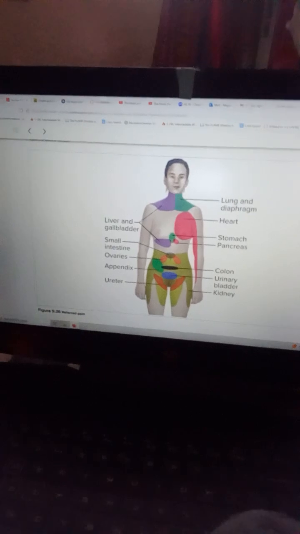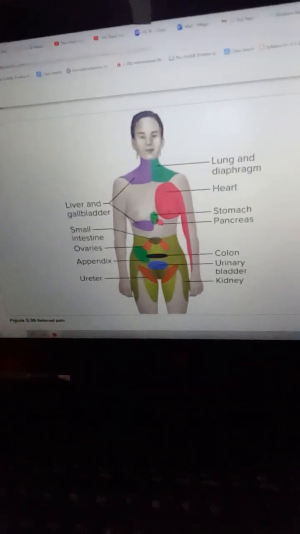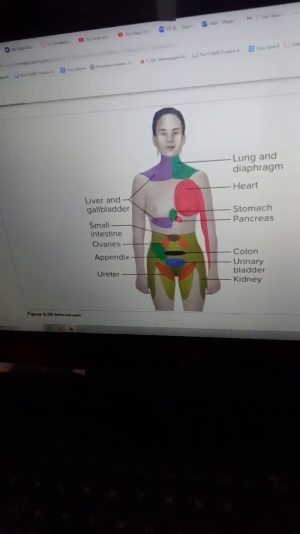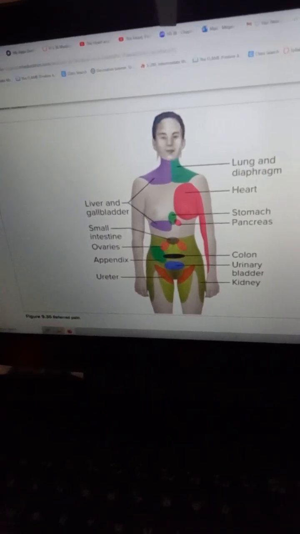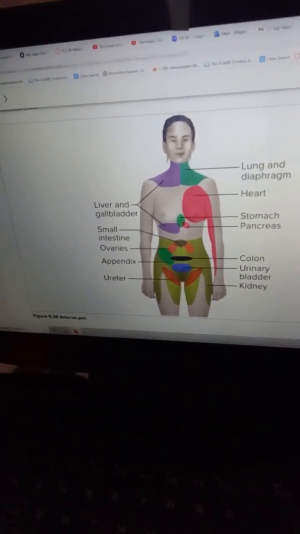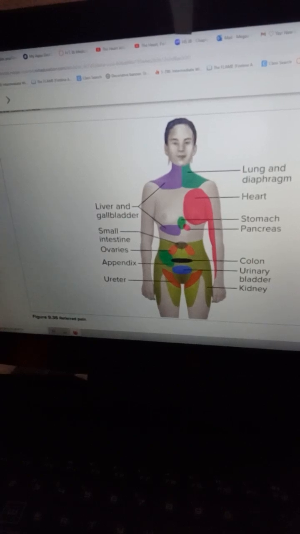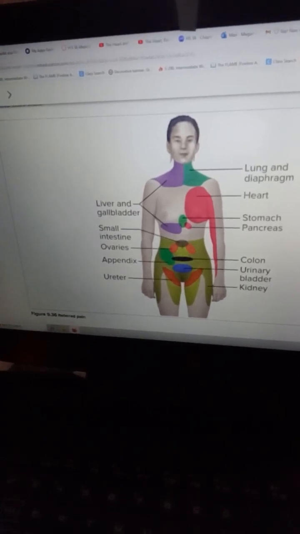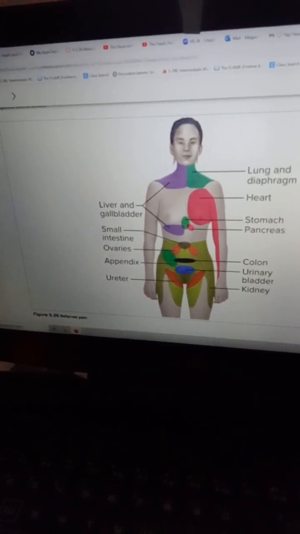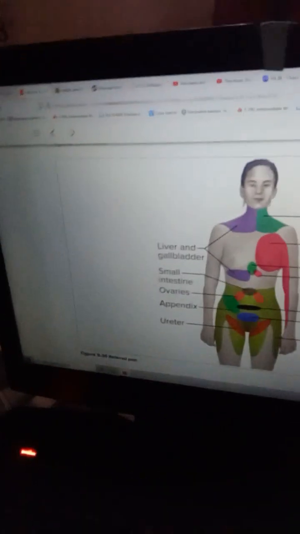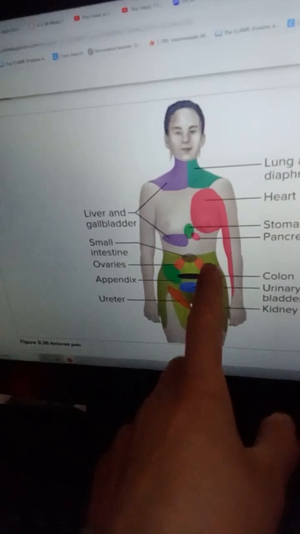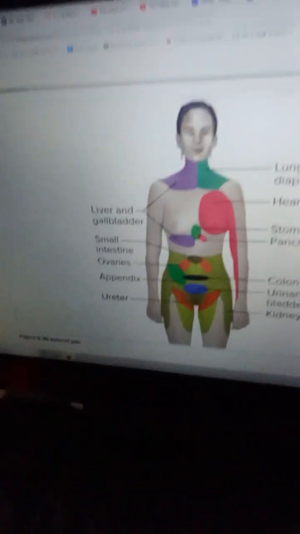What am I looking at right here? Referred pain. What? That's crazy. Look at this kidney pain. Kidney? All kidney? Oh my goodness.